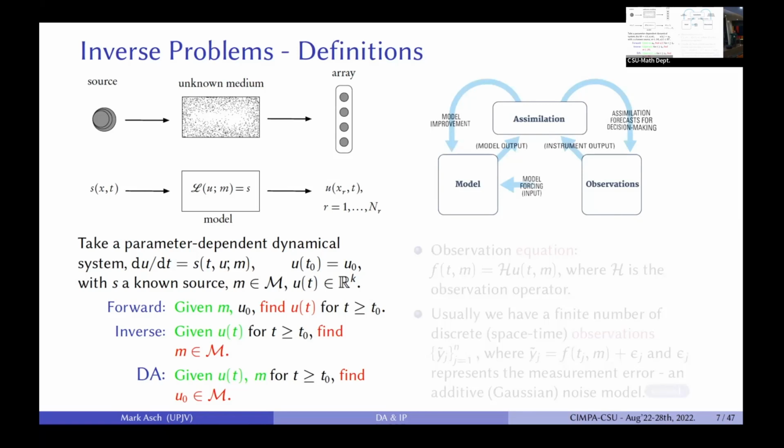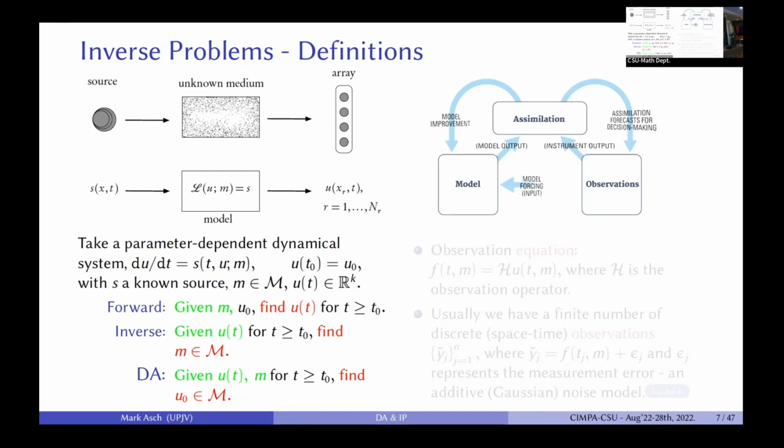In a parameter-dependent dynamical system, for L I can put anything. Typically it's a very simple system, dU/dt equals S of t, U, and M. M will be my parameters. Sometimes I call them theta, sometimes I call them M, and M is for model, but there are two different ways of describing this. And this system will usually have an initial condition. Let's say it's a system of ordinary differential equations. And we suppose that S is known. In other words, we can control the source. So we're going from the input to the output, from the cause to the effect.